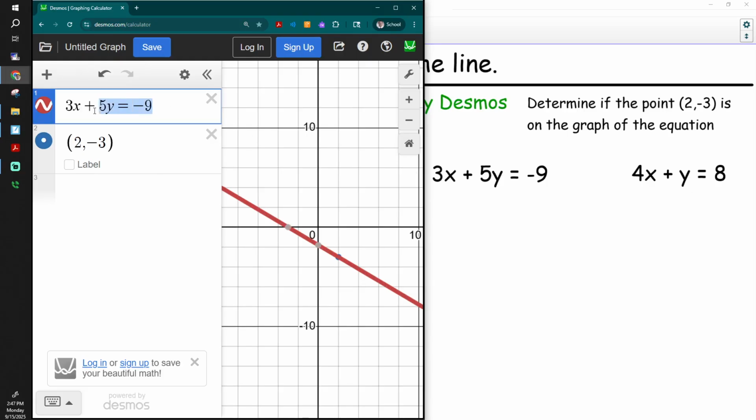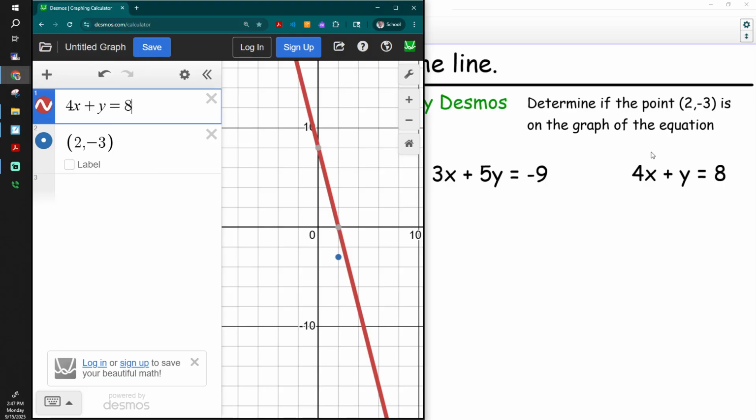Now we do the same thing, but instead of this equation, we're typing in 4x plus y equals 8. Is the car on the road? False. This point is not on the graph.